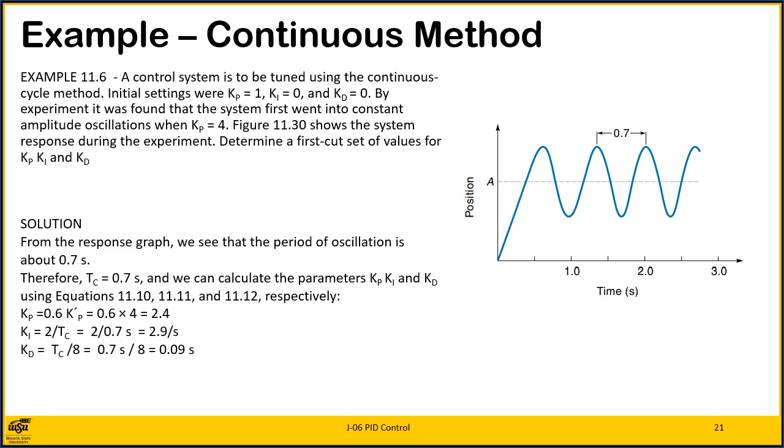From the response graph, we see that the period of oscillation is about 0.7 seconds. Therefore, Tc is equal to 0.7 seconds, and we can calculate the parameters Kp, Ki, and Kd using equations 11.10, 11.11, and 11.12 respectively, where Kp is equal to 60% of K'P, which is equal to 2.4. Ki is 2 over Tc, which is 2.9 per second, and Kd is Tc over 8, which is 0.09 seconds.